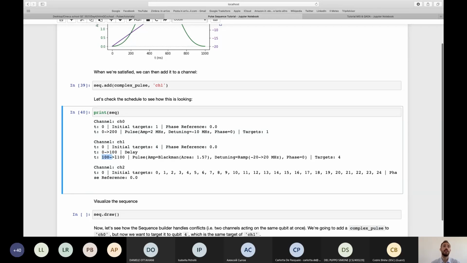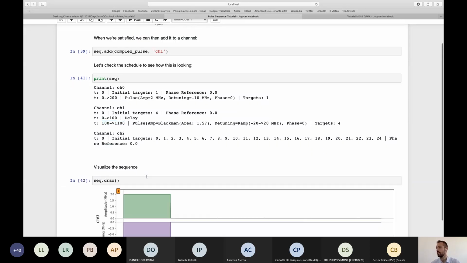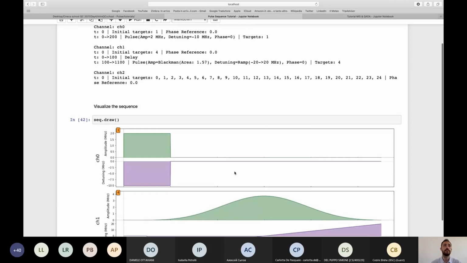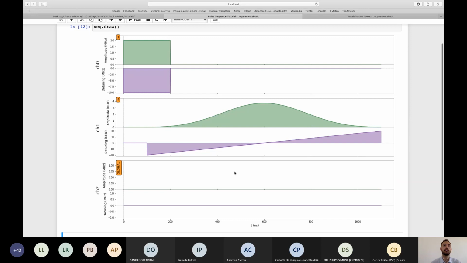Then from 100, for 1,000 nanoseconds, it applies this waveform, that complex waveform that I've defined, and nothing happens on the global channel. Okay, so I can also draw everything to make it more clear. And so if I draw, everything looks like this.